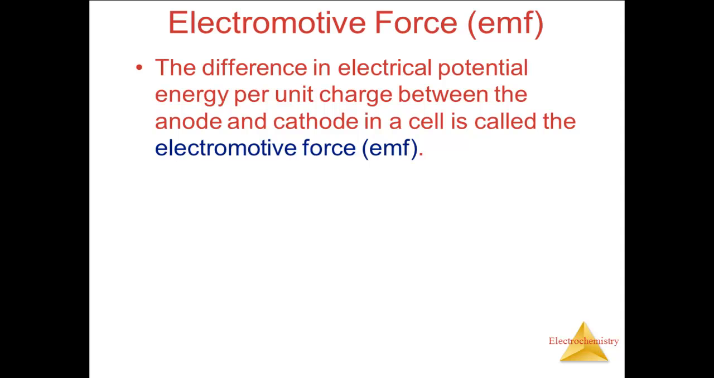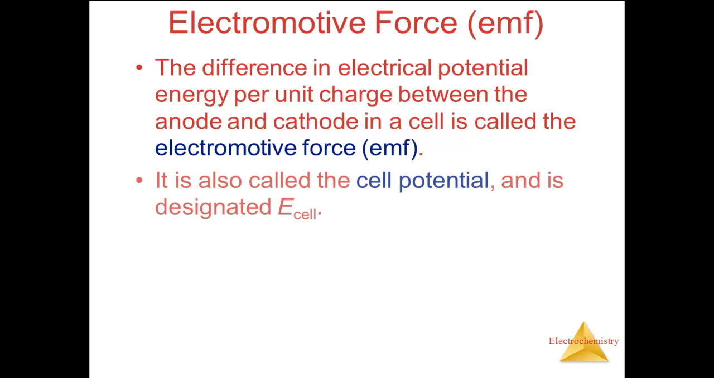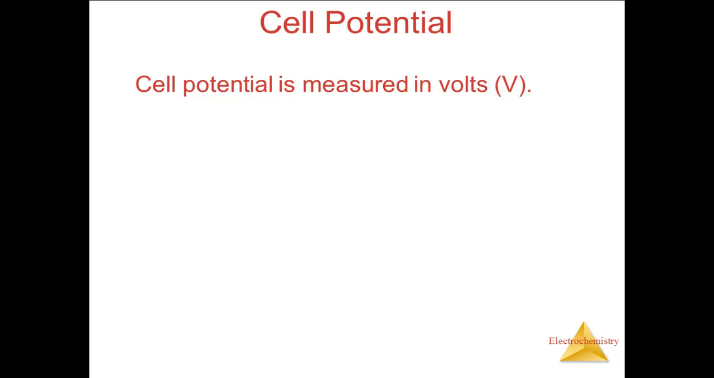EMF is the difference in electrical potential energy between the anode and the cathode per unit charge. It is also called cell potential and has the symbol capital E sub cell, or just capital E. This can be confusing since capital E is also used for internal energy, but the context of the use is usually pretty clear. The units of cell potential are volts. 1 volt equals 1 joule per coulomb.